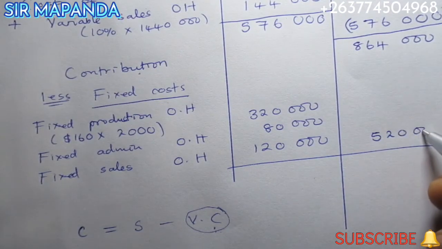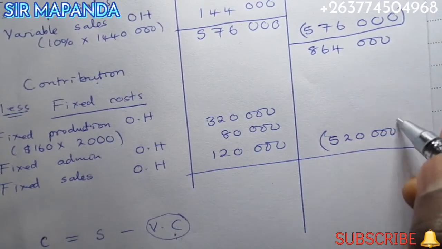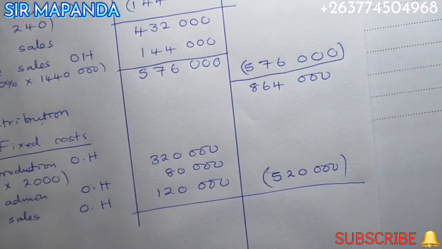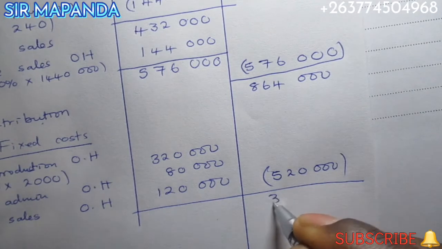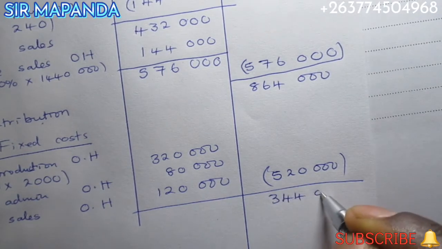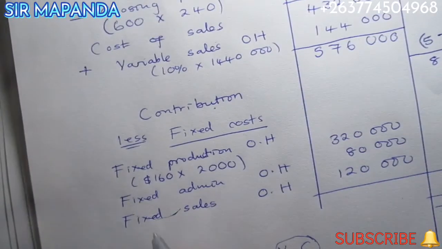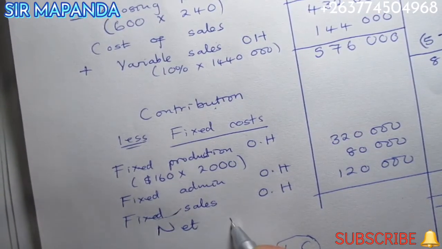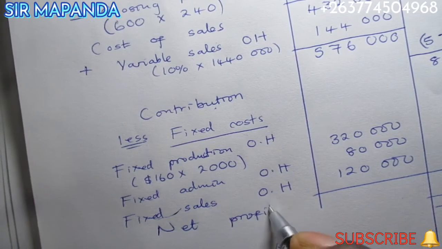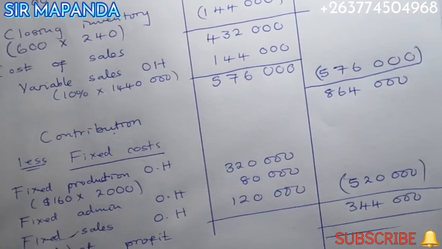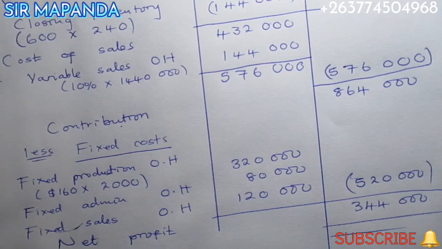So you write 520,000 here to be deducted from 864. So 864 minus 520. What do you get? 344. So 344,000 denotes your net profit. Then you are home and dry. So this is how you prepare the profit under marginal costing.